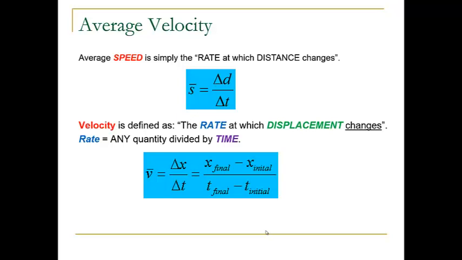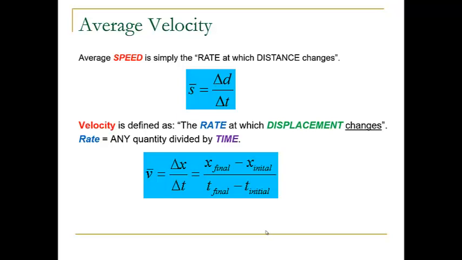Okay, speed is always going to be positive, since distance has to be positive or 0, and time must always be positive. No one's going back in time. None of you have invented a time machine. So time will always be positive. So speed is always going to be a positive value. Again, always measured in meters per second. Speed is represented by the letter s.